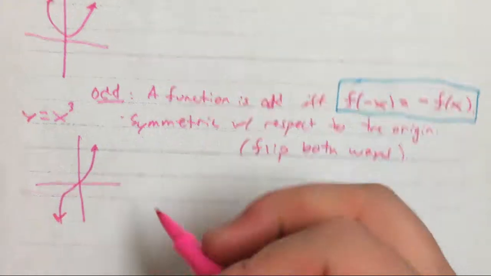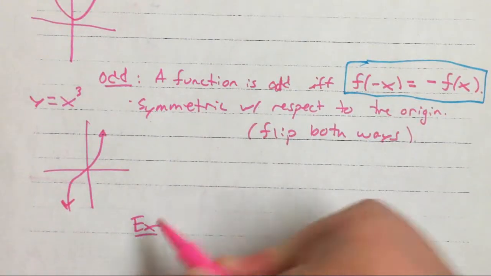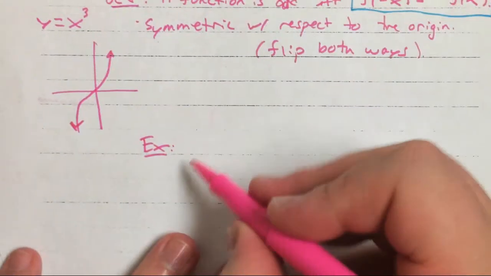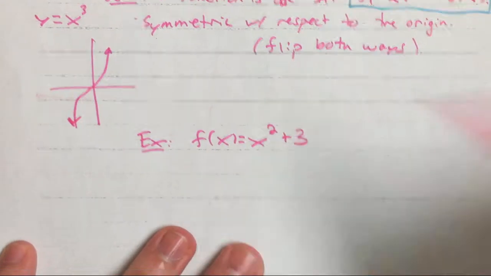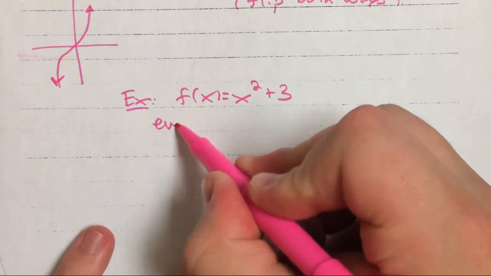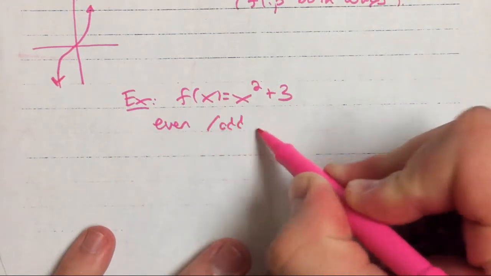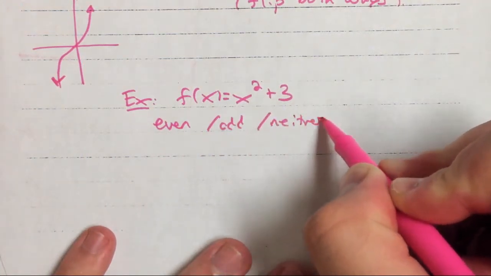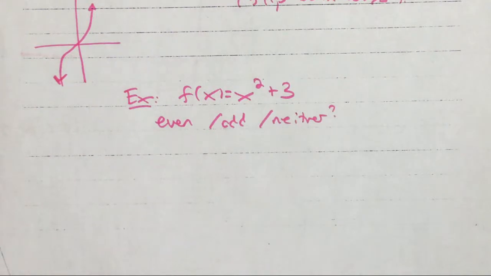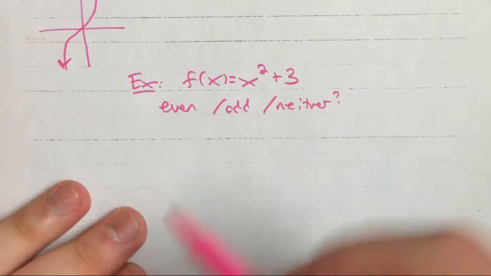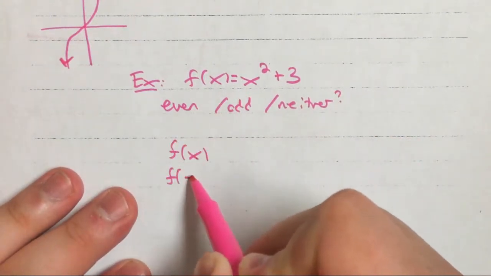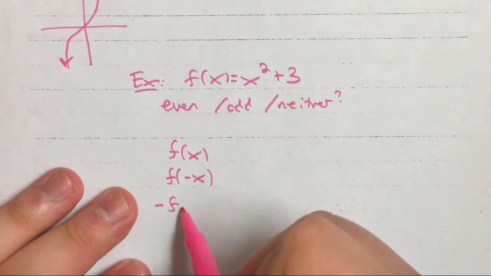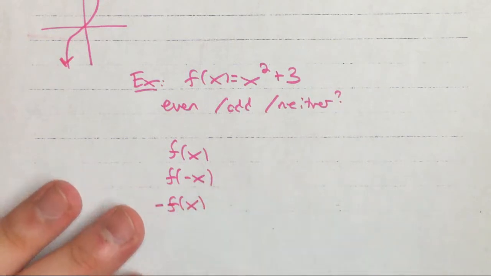So, for example, I could say, let's look at f of x is x squared plus 3. And I want to know, is it even, odd, or neither? Okay, here's how I think you should figure something like this out. What I would do is I would write out 3 functions. F of x, f of negative x, and negative f of x.